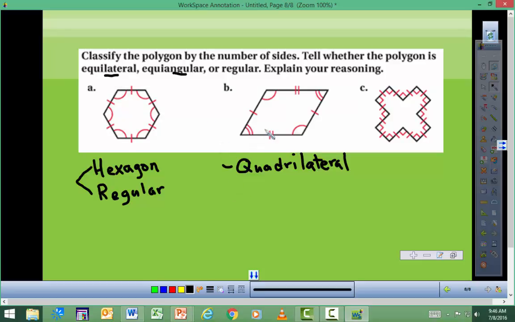So basically to describe this polygon, we'd simply say it's a quadrilateral. That's all we can do here. Now, what do we got here? This one is a little bit tricky.